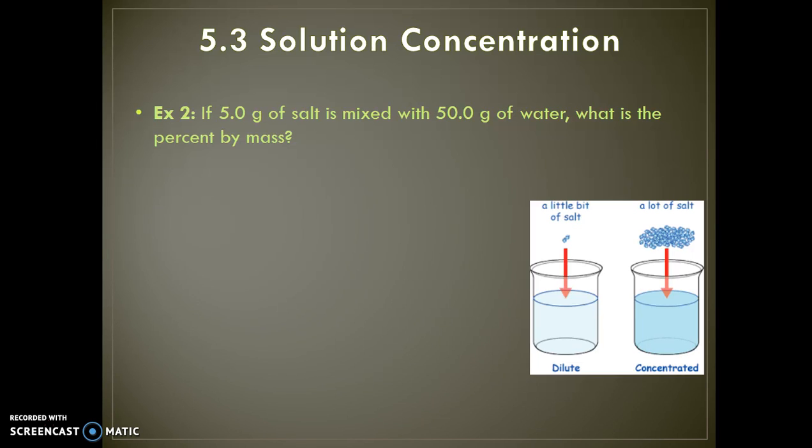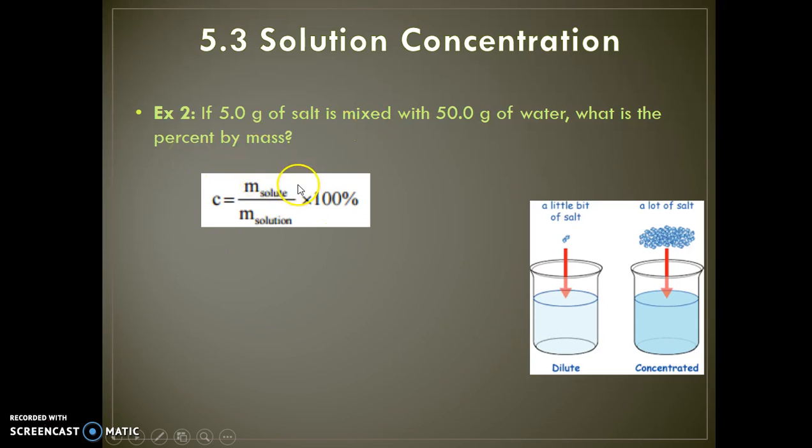Okay, next example: if 5 grams of salt is mixed with 50 grams of water, what is the percent by mass? Now I have to use a different formula because I'm looking at the mass of the solute over the mass of the solution. The mass of the solute here is that 5 grams of salt. It's being dissolved in 50 grams of water. But because we're looking at mass here, and this isn't the total mass, we have to add both of these together to get the total mass of the solution. Because if I add 5 grams of salt to my 50 grams, it's no longer 50 grams.